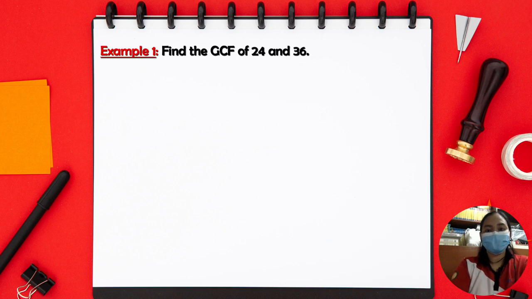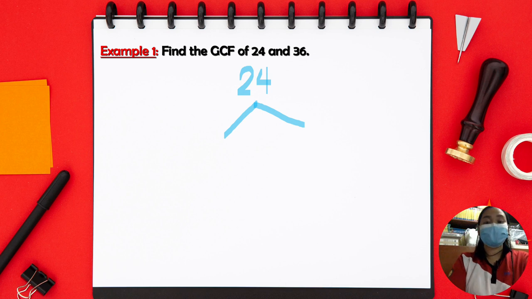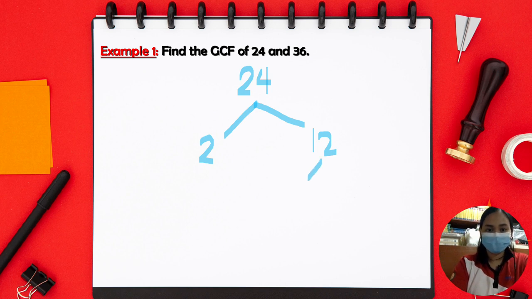Okay? So, ito yung ginawa natin kanina. Same example natin. Gagamitin lang natin yung second method. So, let's start first to show the prime factors of 24. Gagamit tayo ng factor tree. So, ang factors ng 24 ay, let's say, 2 and 12. Ayan. Si 2 ay isa ng prime factor, so hindi na natin siya gagalawin. Ngayon, si 12 naman ang kailangan natin i-prime factor. So, ang mga factors ng 12 ay 3 and 4.